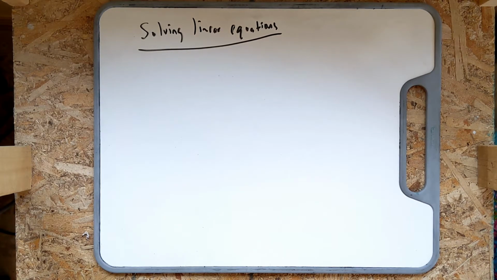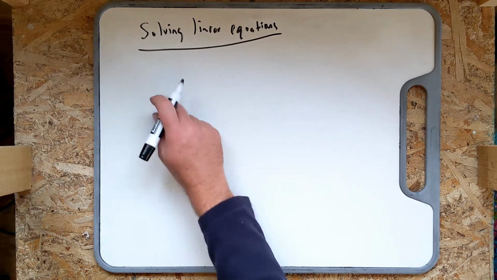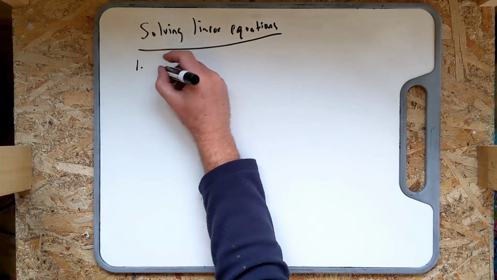Feel free to use the front and back side of a single sheet of paper. Put anything you want on it. This will just help you to think of things to put on it. So first of all, in solving linear equations, here's the process.